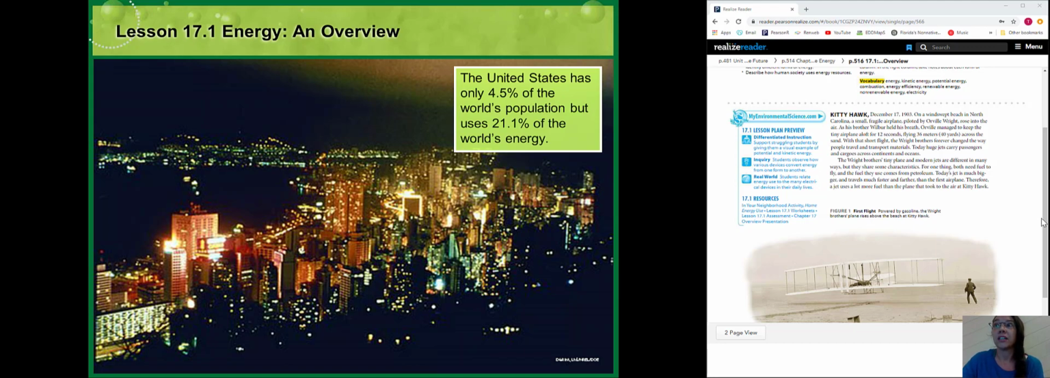Today, huge jets carry passengers and cargoes across continents and oceans. The Wright brothers' tiny plane and modern jets are different in many ways, but they share some characteristics. For one thing, they both need fuel to fly, and the fuel they use comes from petroleum. Today's jet is much bigger and travels much faster and farther than the first airplane. Therefore, a jet uses a lot more fuel than the plane that took to the air at Kitty Hawk.